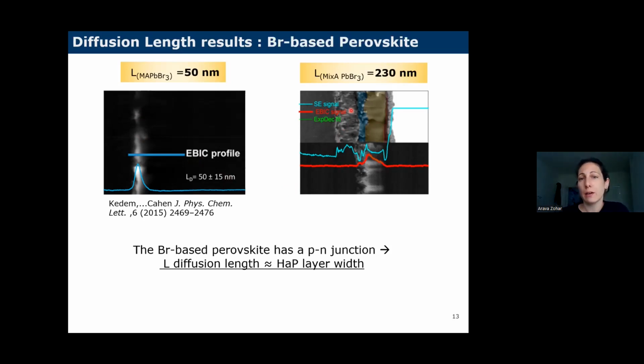In the mixed cation, as we know that it gives a higher efficiency, the diffusion length is an order of magnitude, almost an order of magnitude higher. And we can see that we basically get current through almost all the perovskite. So it's still a PN junction, but we can take this decay and try to estimate the diffusion length, which comes out more or less close to the thickness of the layer.